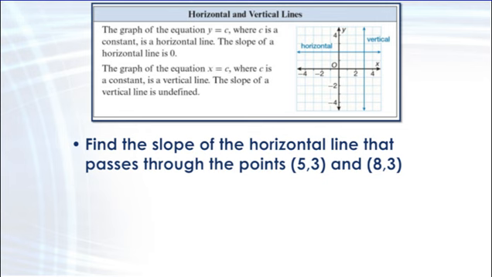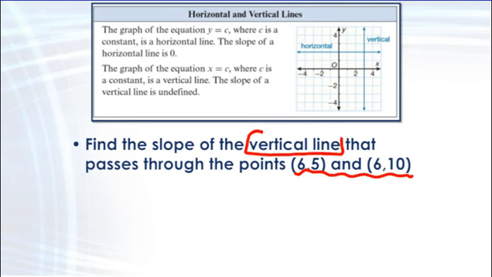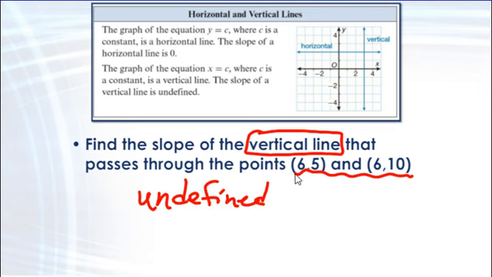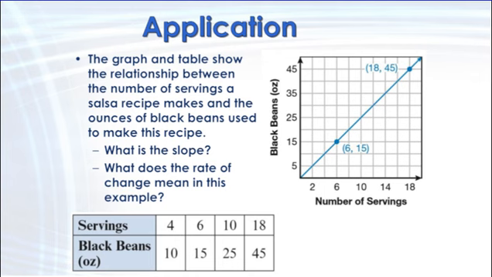This next one, find the slope of the horizontal line that passes through the points 5, 3, and 8, 3. Here, you don't even need to refer to these because your keyword here is horizontal line. So the slope would have to be 0. And this next one, again with the points here, you can use the points, but the key part is the vertical line, which the slope would be undefined. So just make sure you read carefully the question because it's going to tell you clues and save you some time in solving. And let's look at some examples with application.